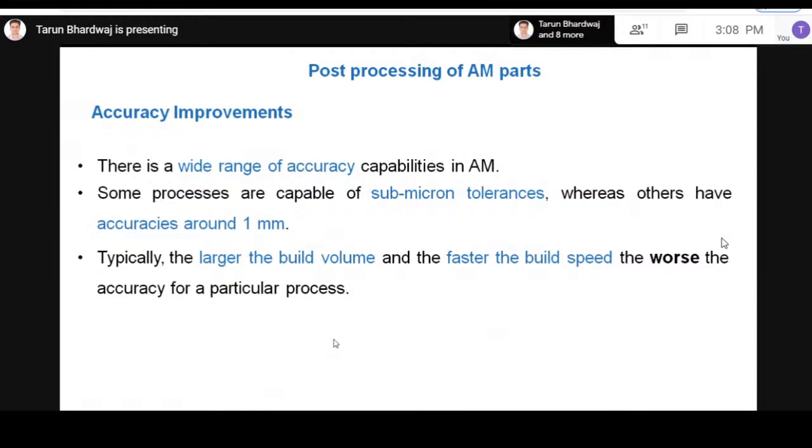And typically, the larger the build volume and the faster the build speed, the worse the accuracy of a particular process. Means if we have a very large build volume of a 3D component and we increase the speed of the laser, it is quite difficult for it to melt that powder and deposit it in a very regular fashion. So it will just melt a small bead on the substrate, and that will worsen the accuracy of that process.